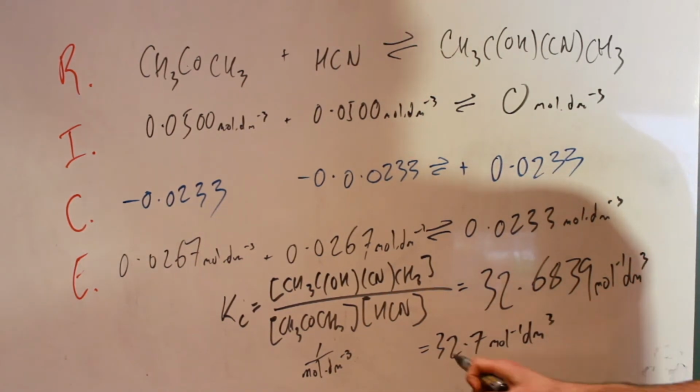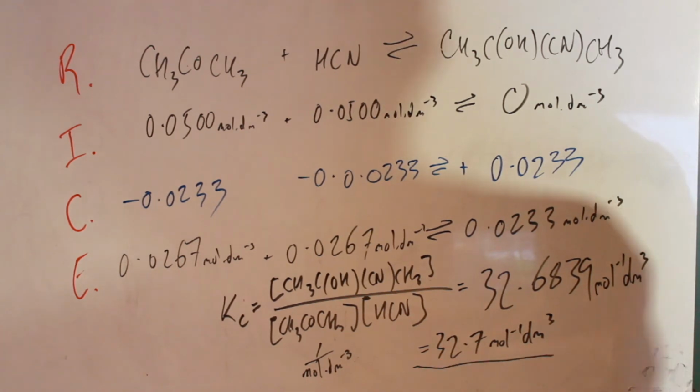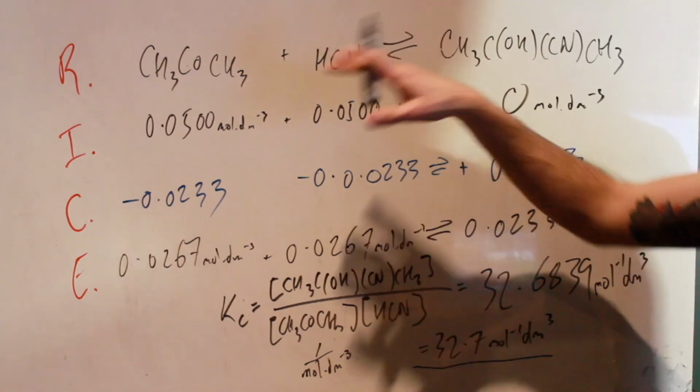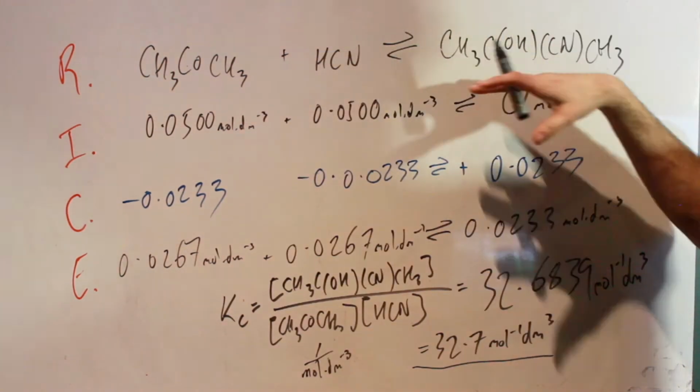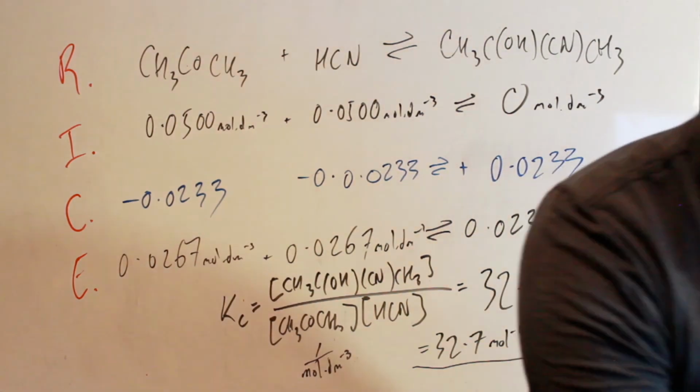So let's think about what this is telling us. This is a number that is greater than 1. So this is telling us that at equilibrium, our equilibrium is lying to the right-hand side. So we've got more products than we do reactants.